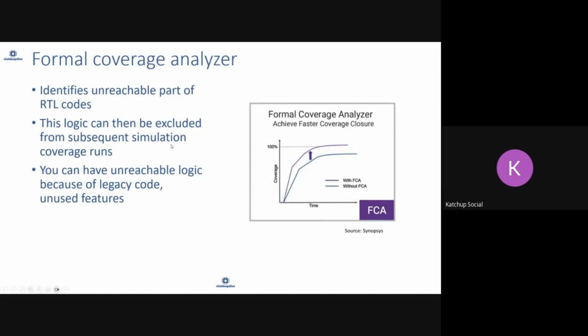These unreachable parts can be there because of legacy code or unused features. Typically, the unreachable part of the code may be under an else statement which is never going to be executed. Maybe it was created earlier and is no longer being used, but you don't want to change your RTL because you don't change it unless there is an issue. The formal coverage analyzer can analyze those parts of the design and point them out to you, and then you can use that information to improve your coverage and exclude those areas from your coverage analysis.